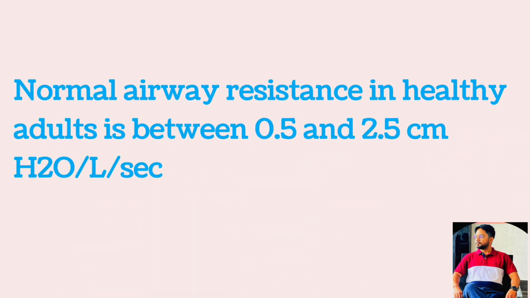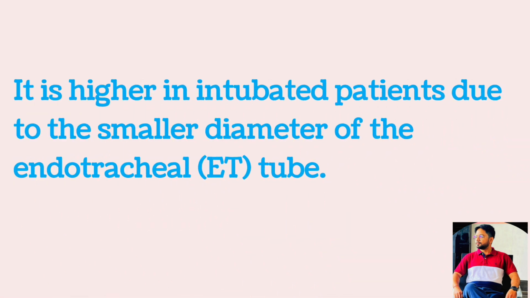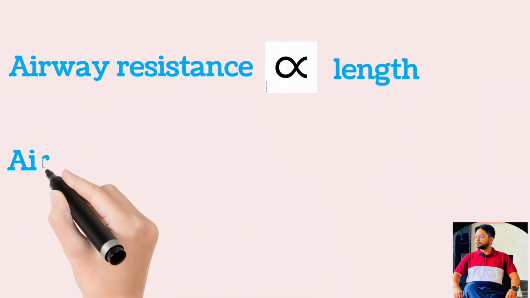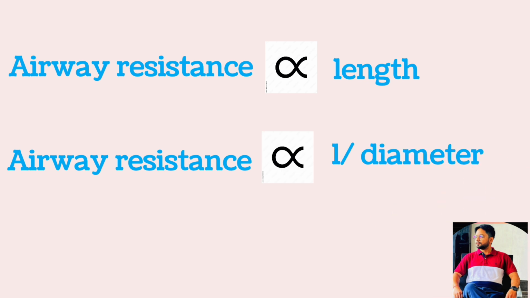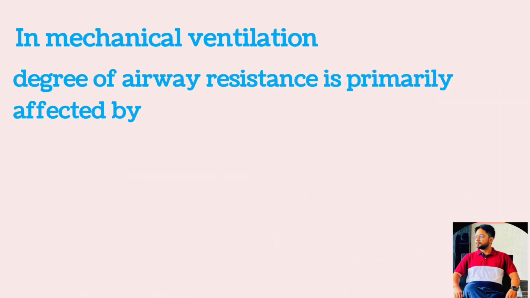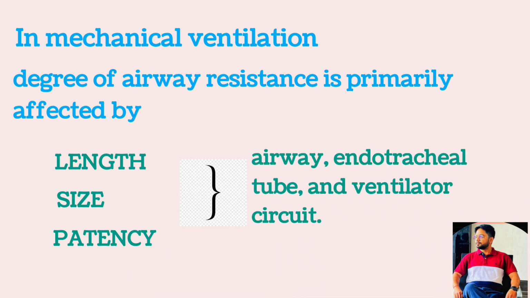Normal airway resistance in healthy adults is between 0.5 and 2.5 cm H2O per liter per second. It is higher in intubated patients due to the smaller diameter of the endotracheal tube. Airway resistance varies directly with the length and inversely with the diameter of the airway or the endotracheal tube. In mechanical ventilation, the degree of airway resistance is primarily affected by length, size, and the patency of the airway, endotracheal tube, and the ventilator circuit.